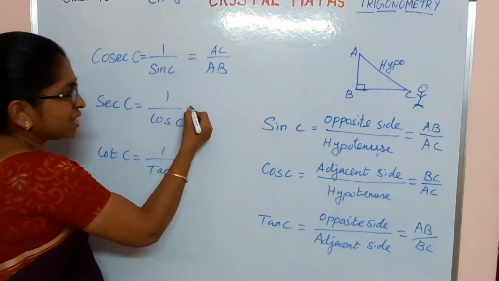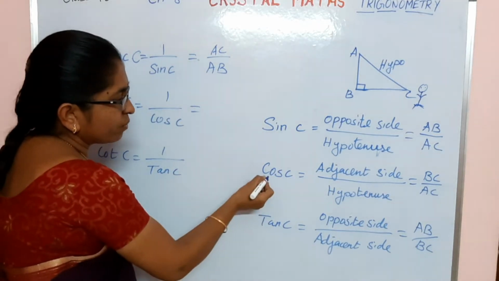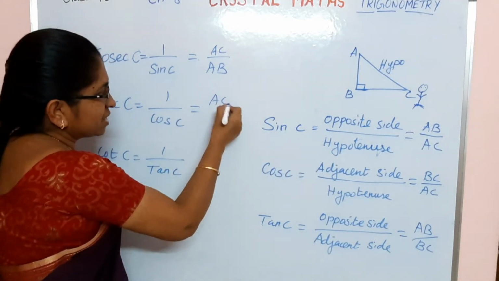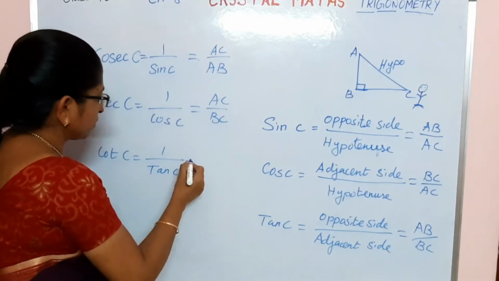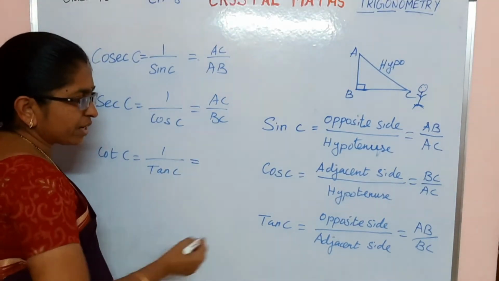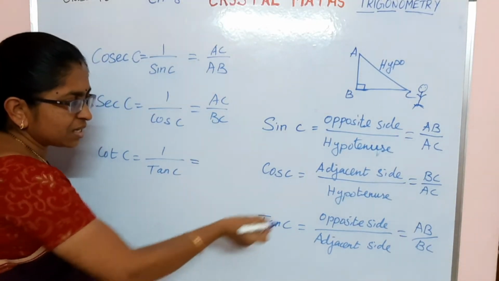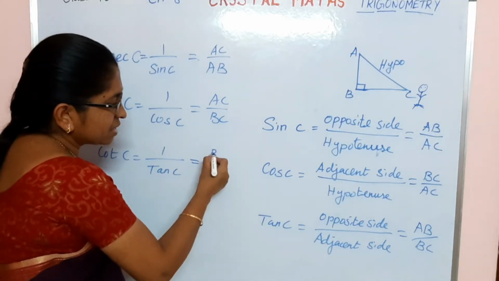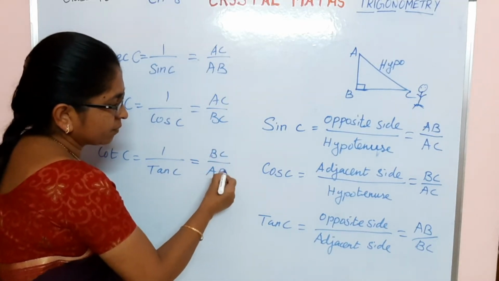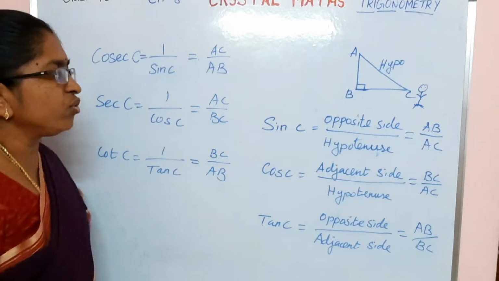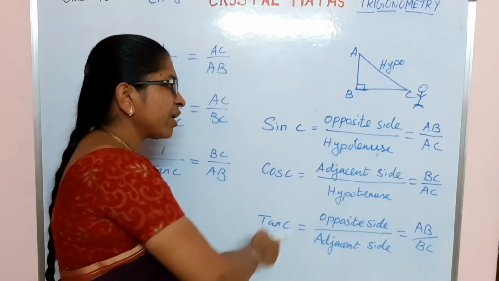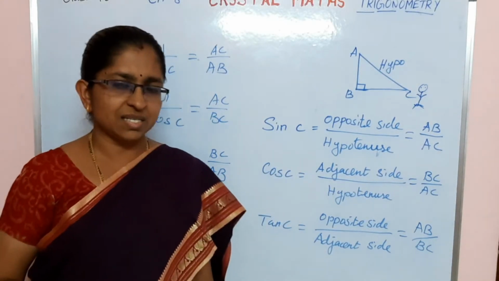The same way, secant C will be equal to 1 by cos C. That is AC by BC. Cot C is nothing but inverse of tan C. That is equal to BC by AB. If you remember this alone, you can write the remaining things easily.